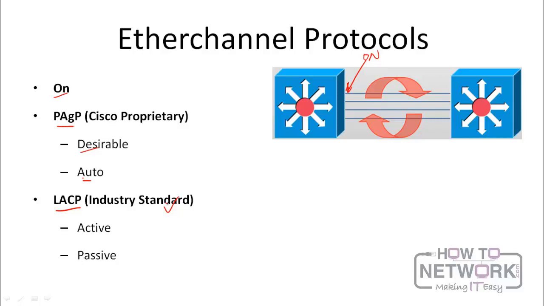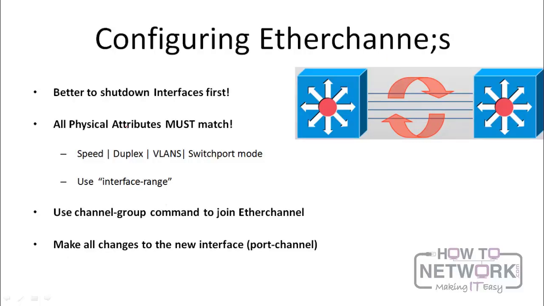Now let's look at configuring EtherChannels. EtherChannel is one of the protocols that are really funny to configure because you really need to mind the order. So for instance, if I'm configuring EtherChannel, I'd rather shut down the interfaces first before I configure it. Now, this is not a law by Cisco, but from my experience it's the best way to do it. You can shut down the interfaces first.